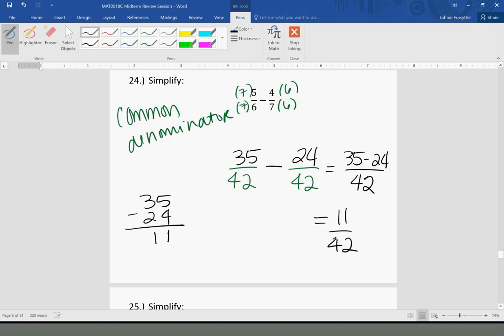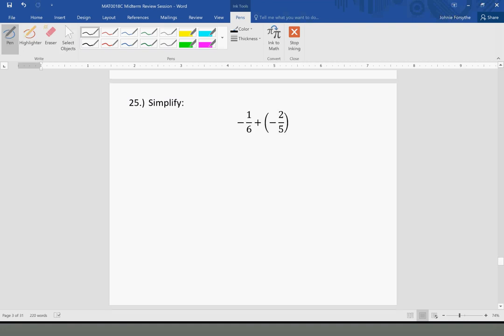And then you want to make sure that you don't have any common factors you can factor out. But you don't here. 11 is a prime number, and 11 is not a factor of 42. So your final answer is 11 over 42. All right, 25. So now we're going to simplify. Negative 1/6 plus negative 2 over 5.